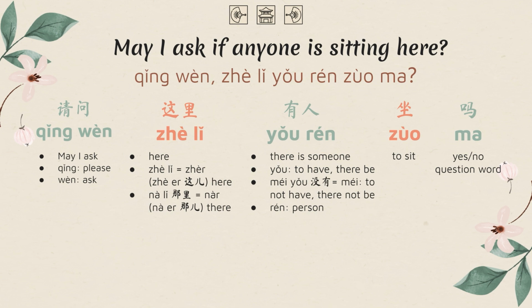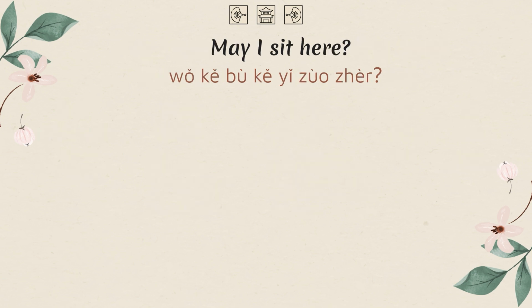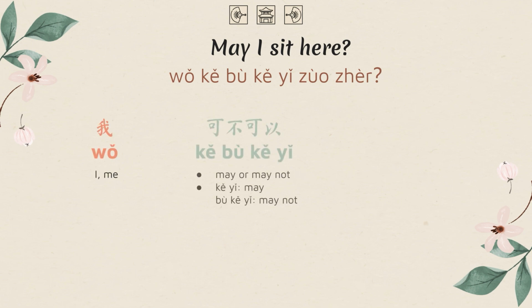Another way to ask if you can sit next to somebody is just simply asking, may I sit here? 我可不可以坐这儿? 我 means I or me. Here it means I. 可不可以 means may or may not. 可以 means may or to have the permission to do something. 不可以 is the negation of 可以.